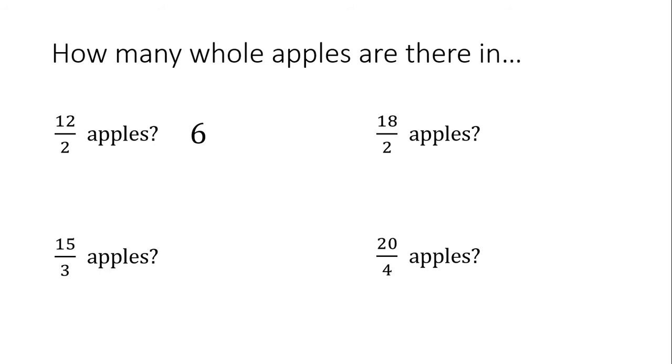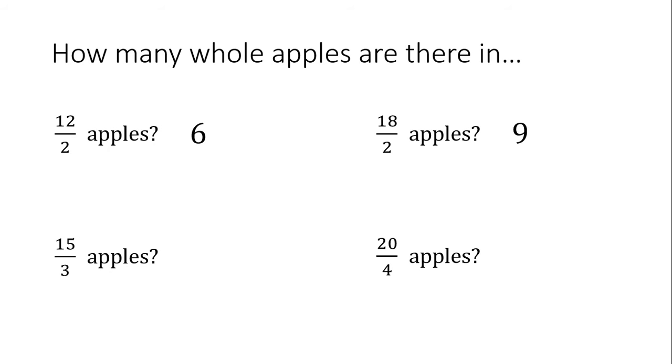What about in the top right corner? 18 halves. Well, 18 halves is the same as 18 divided by 2. And 18 divided by 2 is 9. And we know that because 2 times 9 is 18. So 9 whole apples.